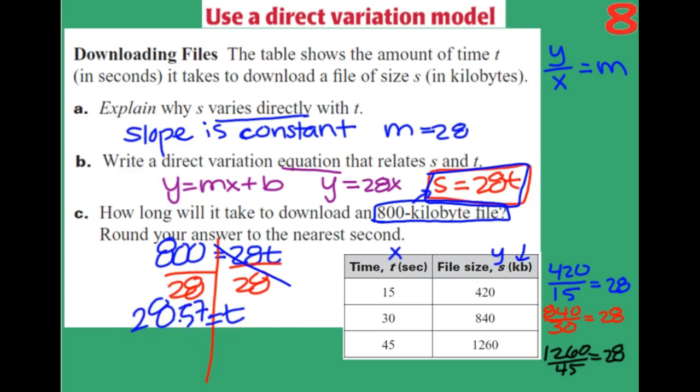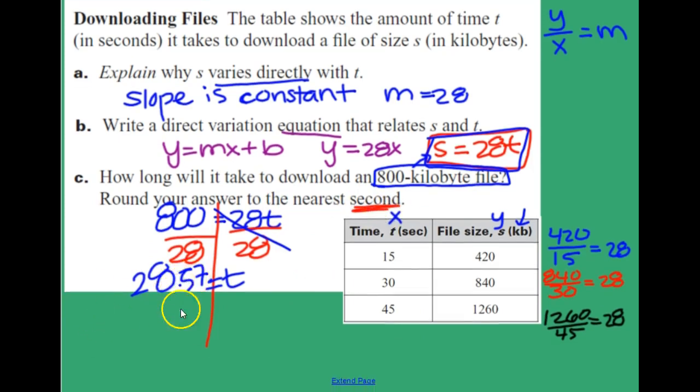28.57, but it says round to the nearest second. Be careful. Some of you rounded this down. 5 or higher, we are always going to round up. So 28.57 would round up to the nearest second, 29 seconds. So it would almost take you 30 seconds to download an 800 kilobyte file. This is a little bit old, probably would take a lot less time now.